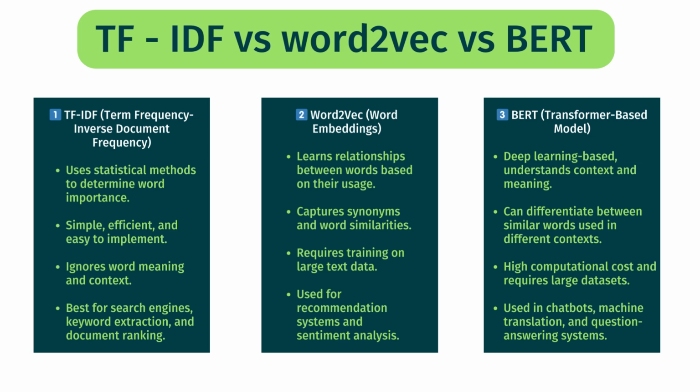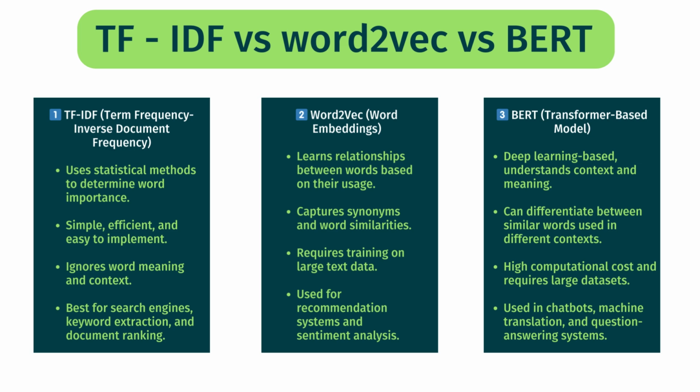Next, Word2Vec, a word embedding technique. Unlike TF-IDF, Word2Vec learns relationships between words based on how they are used in sentences. It captures synonyms and word similarities, making it useful for applications like recommendation systems and sentiment analysis. However, it requires training on large datasets.